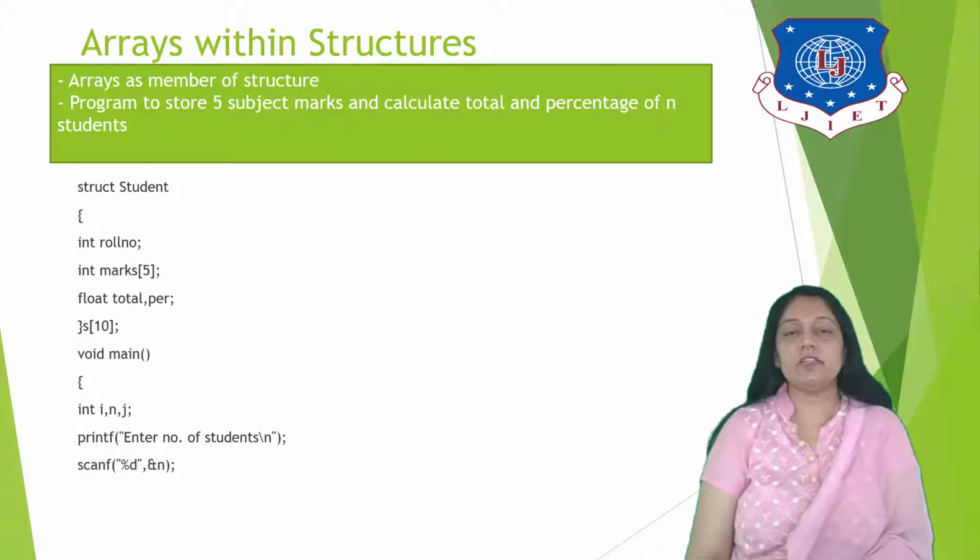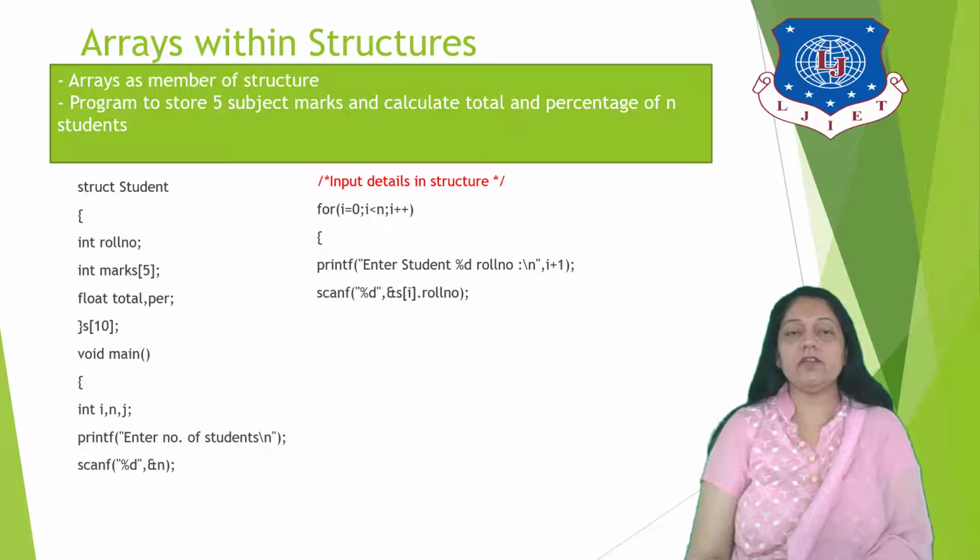Now let's take values inside the structure members. First, enter the number of students n using scanf, meaning for how many students I want to store the data. For that take a for loop for i equal to 0, i less than n, i plus plus. First enter the student roll number. My structure variable is of array type, so s of i dot roll number. Use the dot operator and access the member of the structure.